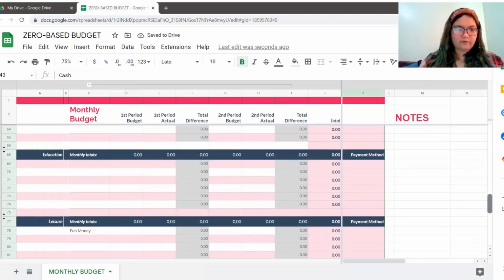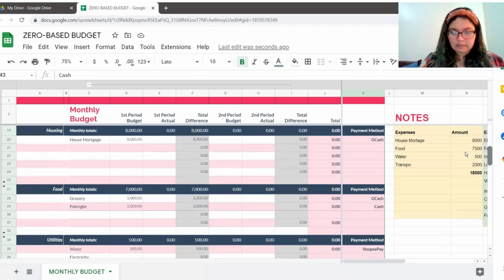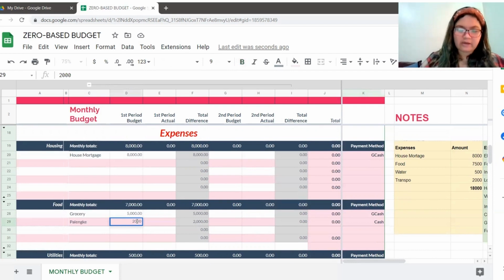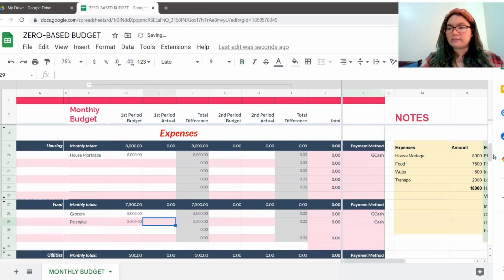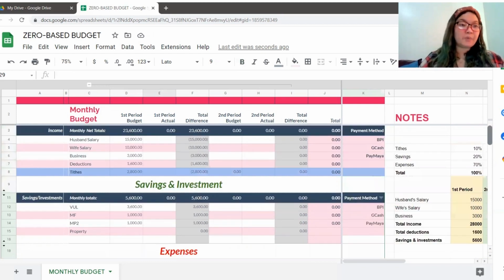Therefore, the total still has 500 left over. It should be zero to satisfy the zero-based budget. Let's see what we missed. For food, at the wet market we put 2,000 instead of 2,500. Alright, I hope it's zero now. Yes, it's zero. So we satisfied the zero-based budget formula: total income minus total expenses is equal to zero.